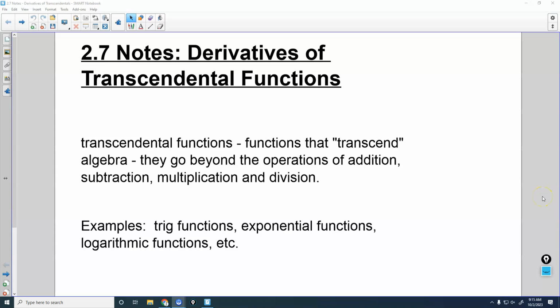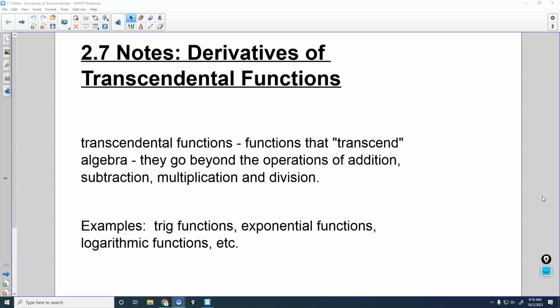Multiplication and division. So something like a quadratic is still algebraic because even though you have a square, that's really just multiplication, right? Exponents are really just multiplication, and addition, subtraction, multiplication, division. But transcendental functions are something we use to lump into this group of functions that go beyond that. So the ones that we're going to see are trig functions, exponential functions, logarithmic functions.